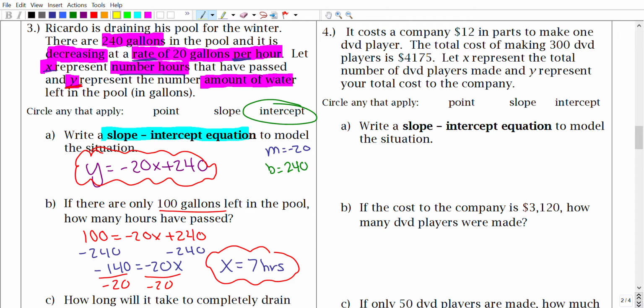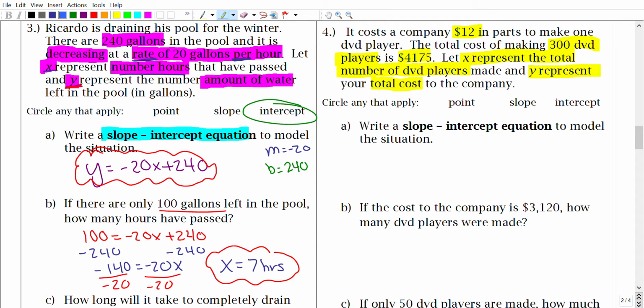So it says it costs a company $12 in parts. I already see some numbers here, so let's highlight them. In parts to make one DVD player. The total cost of making 300 DVD players is $4,175. Let X represent the total number of DVD players and Y represent the total cost of the company. So, as we remember from our top hint, it says the number that's usually by itself is the slope, which in this case would be the 12 right here.